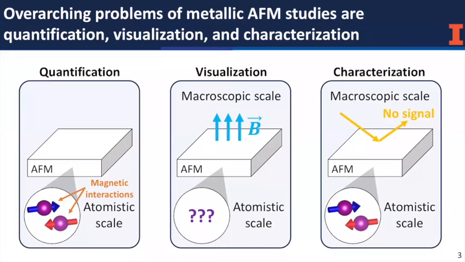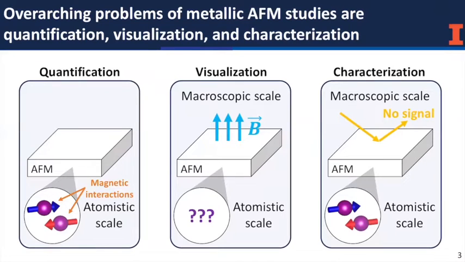So the overarching problems of metallic antiferromagnet studies are three: quantification, visualization, and characterization. So first, quantification of magnetic interaction. Magnetic phenomena are generated from the merged magnetic interactions. Thus, to understand the magnetic phenomena, it is important to quantify the exchange interactions and the magnetocrystalline anisotropy energy in atomistic scale.